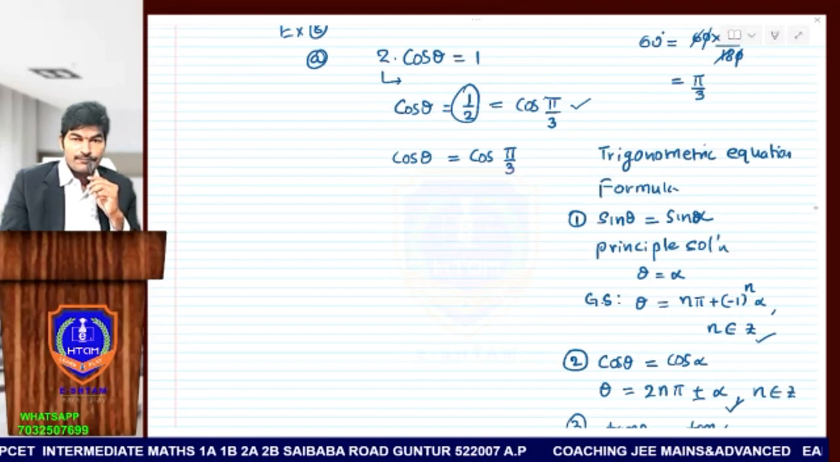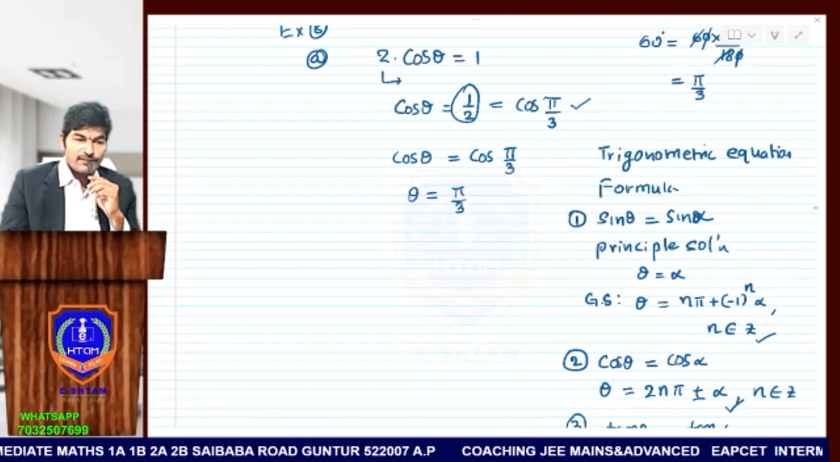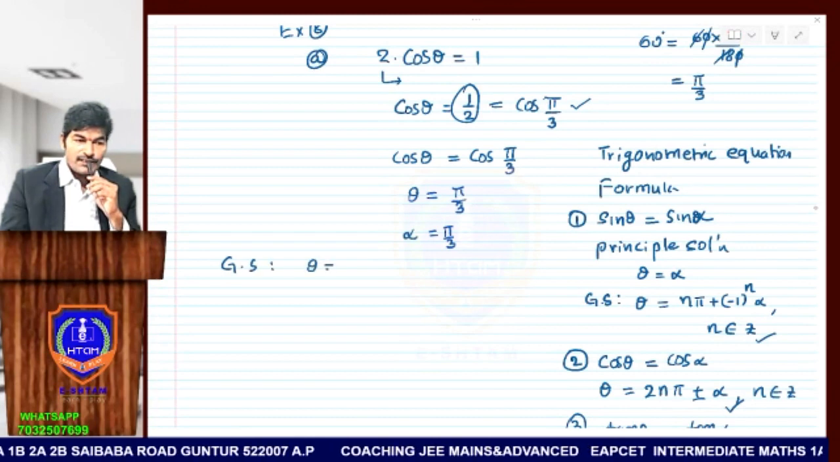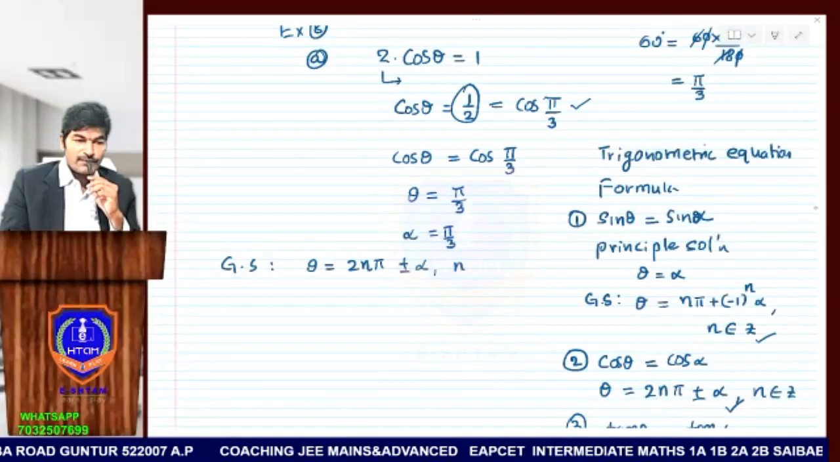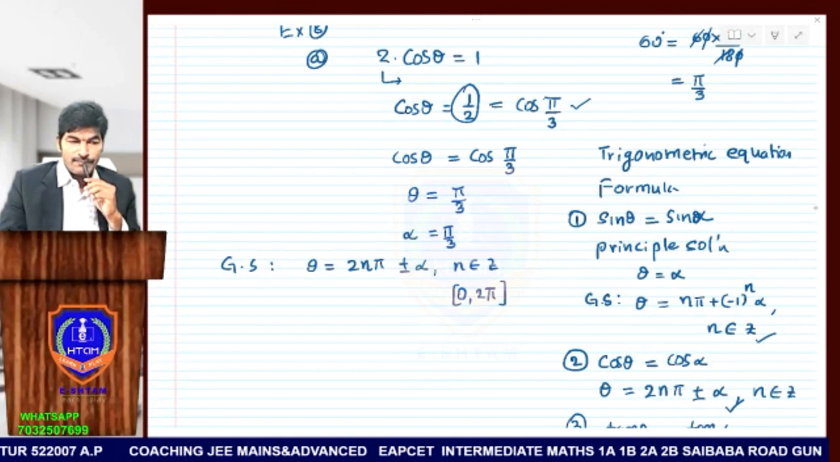And now we will discuss the present question. Look at how I am solving this trigonometric equation. Now you know that the principal value will be theta equal to pi by 3. Here, alpha will be pi by 3. Now the general solution of this trigonometric equation is theta equal to 2n pi, from the second formula. Cos theta equal to cos alpha, then theta equal to 2n pi plus or minus alpha, n belongs to Z. Actually, he needs the interval from 0 to 2 pi. That means the angle will be fixed between 0 and 2 pi. Remember this interval.